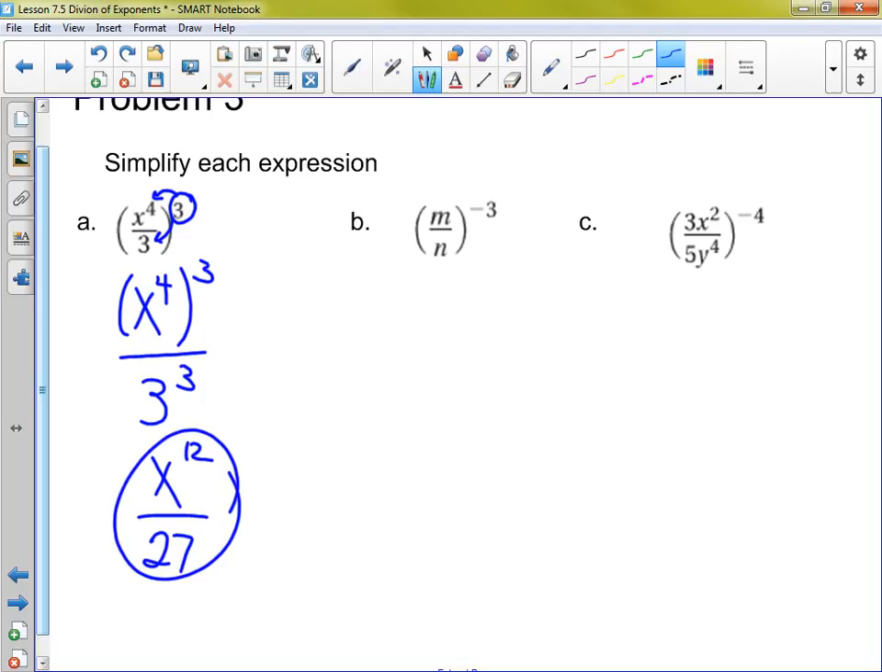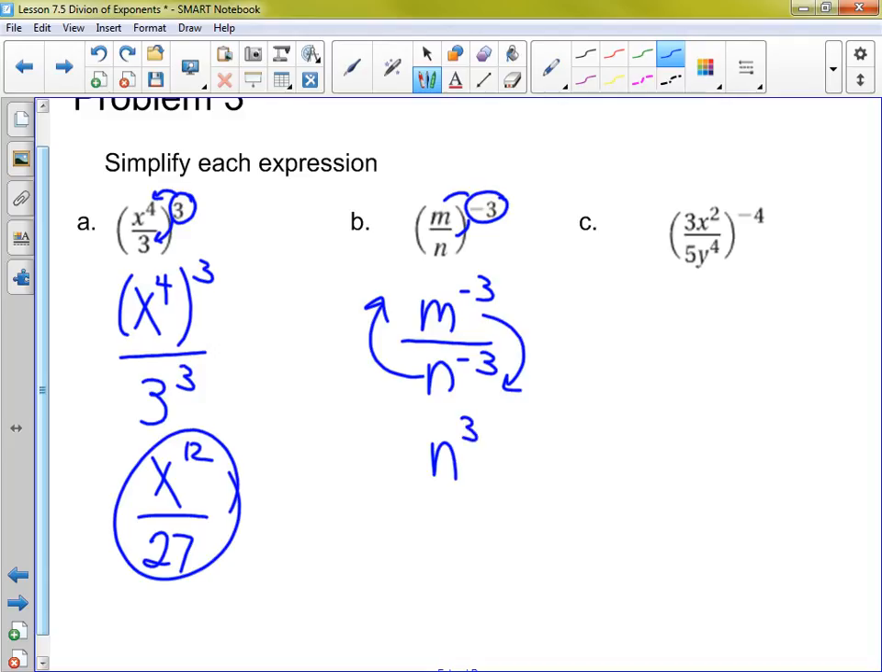In part B, if I give the exponent of -3 to each part inside, write it out. M to the -3rd over n to the -3rd. Now because you have negative exponents, you can move things around to make them positive. So I move the n up and the m down. That makes my answer n on the top to the positive third, m on the bottom to the positive third. And that's it.